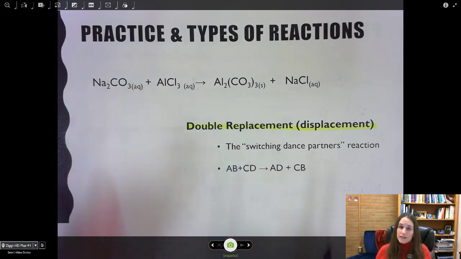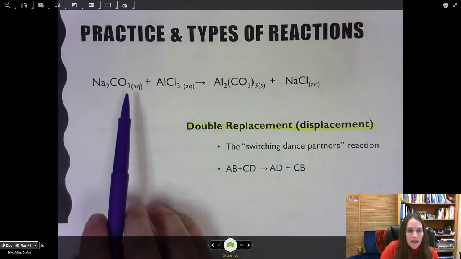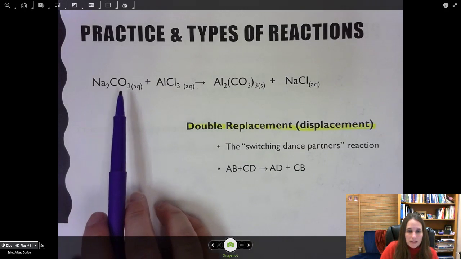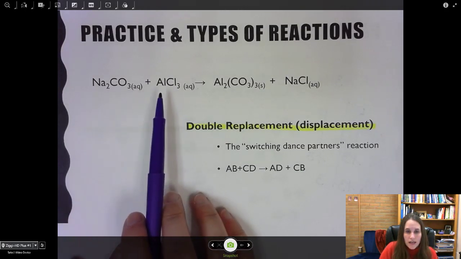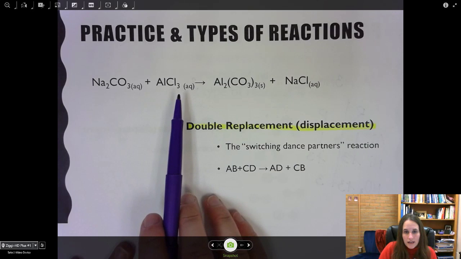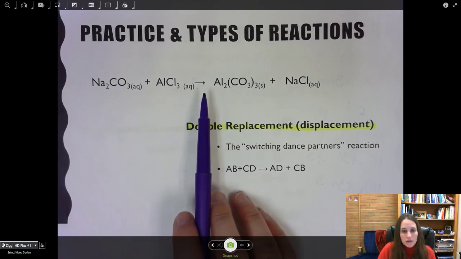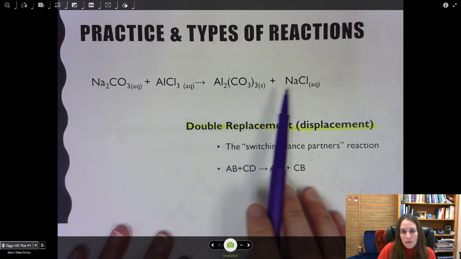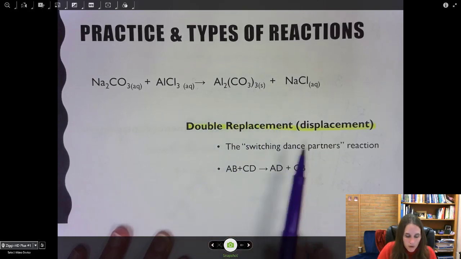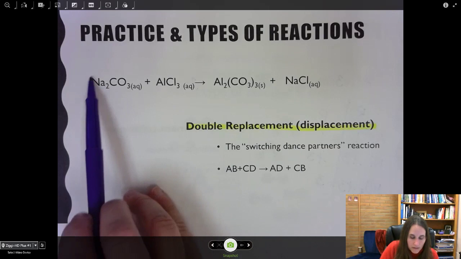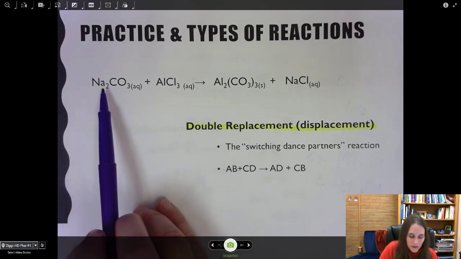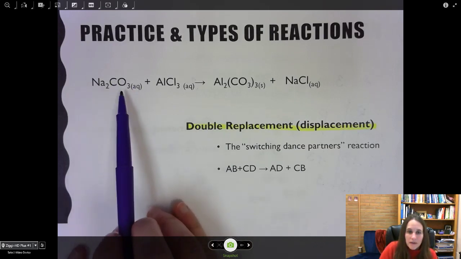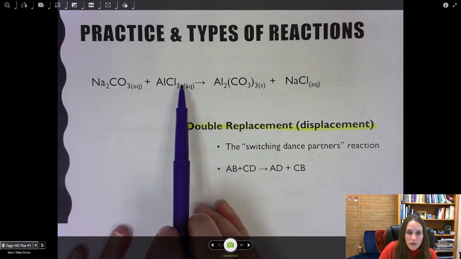So if I were going to read this reaction, I would read it: aqueous sodium carbonate reacts with aqueous aluminum chloride to yield or create aluminum carbonate plus aqueous sodium chloride. So when you look here, if you want to think of it in terms of dance partners, sodium is dancing with carbonate, and aluminum is dancing with chloride.